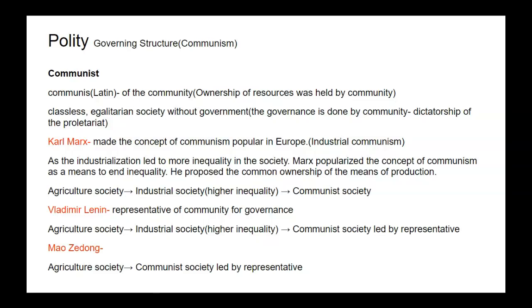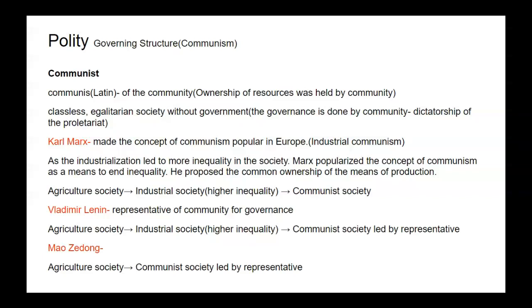He gave the concept of a representative of the community for governance purposes, because in communism there was no government, but it is not possible to govern a country without a government, only based on society. So Lenin gave the concept of a representative of the community for governance. According to Lenin, agricultural society will develop into industrial society, and this industrial society will change into a communist society led by a representative.